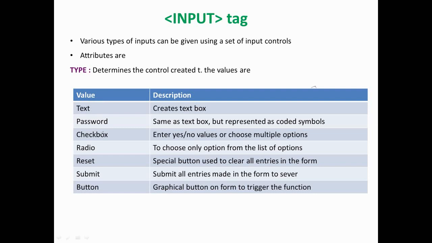Text means simply one box will be created for you and you can enter the values. Password means what? Same as a text box. But the only thing is, when we type a password, how do we see it? Either dots or star symbols. Only this you can see. So the password is shown like coded symbols, so that it should not be visible to others. So for that only the password option is there.